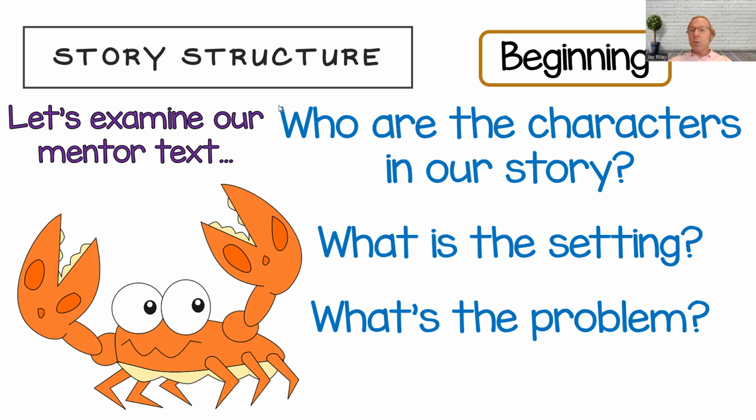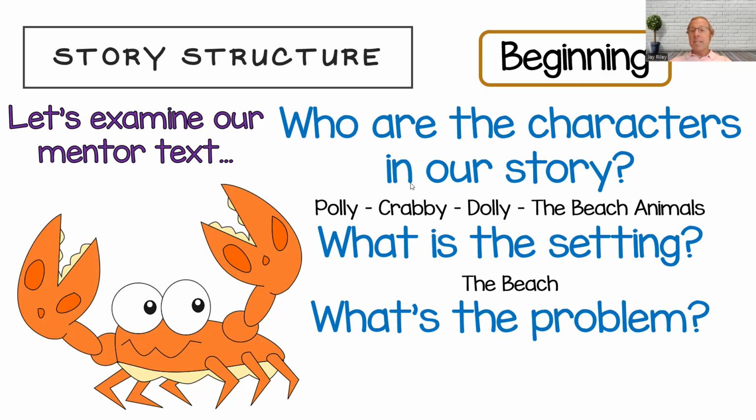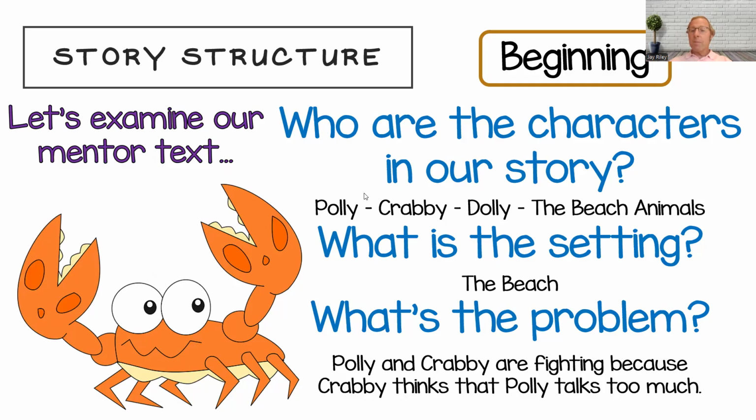So, in the beginning of our story, we talked about who the characters were: Polly, Krabby, Dolly, and the beach animals. The setting is the beach, it doesn't change. And the problem is that Polly and Krabby are fighting because Krabby thinks Polly talks too much.